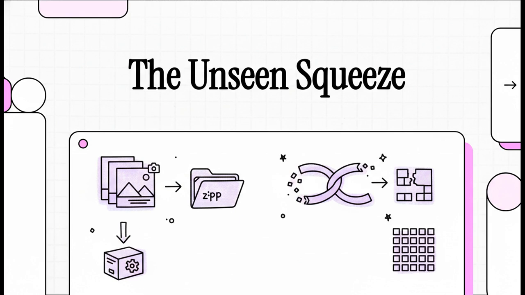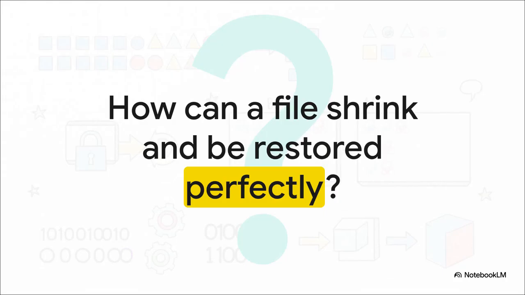Well, today we're going to pull back the curtain on that unseen squeeze, lossless data compression. And this is really the core question, isn't it? I mean, it's one thing to make a file smaller by just throwing away information. That's what lossy compression does with JPEGs or MP3s. But lossless is a whole different beast. It makes a promise, a perfect round trip. That 10 megabyte file gets squished down to 4 megabytes, and when you unzip it, you get back the exact same 10 megabytes, bit for bit. How is that even possible?